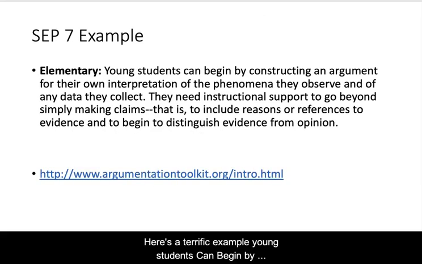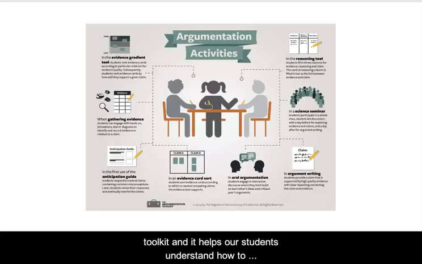Here's a terrific example. Young students can begin by constructing an argument for their own interpretation of the phenomenon they observe and of any data they collect. They need instructional support to go beyond simply making claims, and that is to include reasons or references to evidence to begin to distinguish the evidence from opinion. And I have this terrific website called the Argumentation Toolkit, and it helps our students understand how to discuss differences in ideas and how to use evidence and reasoning to discuss those differences in ideas until they can come up with an idea that they can all agree upon.